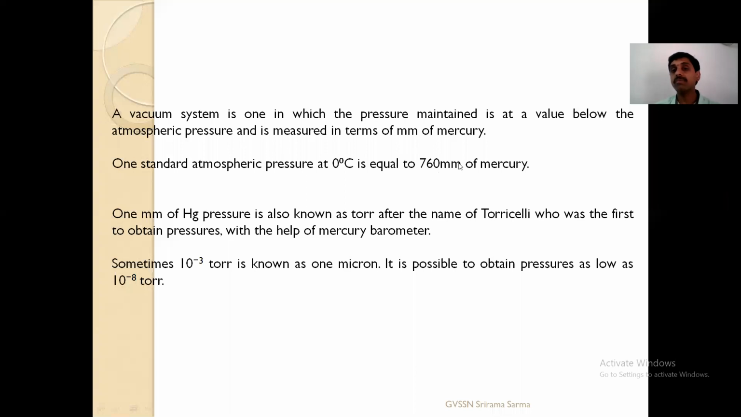760 mm of Hg at 0 degrees centigrade is 1 atmospheric pressure. We are talking about 1 mm of Hg, that is 1 torr. 10 power minus 3 torr is called a micron, 1000 times below. It is possible to obtain pressures as low as 10 power minus 8 torr, that means 10 power minus 8 mm of Hg. Such low pressures can be obtained. This is called vacuum. Vacuum means where the mobility can be restricted.